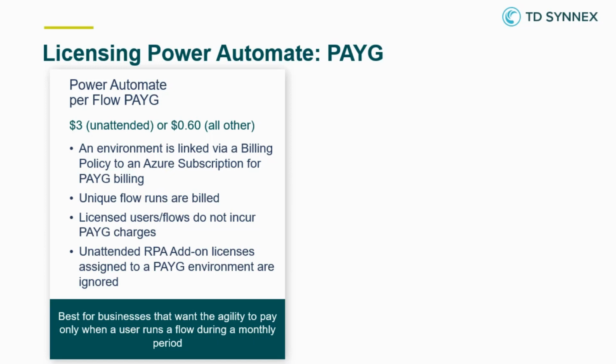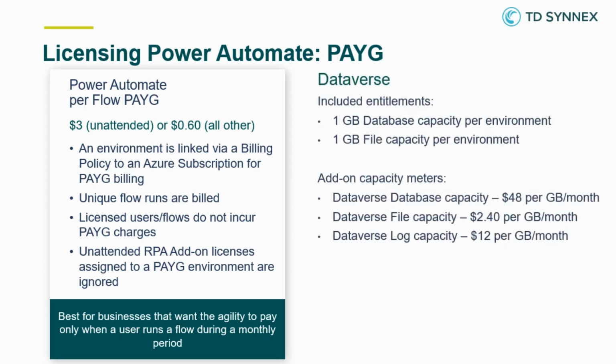And then in terms of Dataverse capacity, each pay-as-you-go environment has allocated capacity, and any additional usage beyond the allocation is not drawn down from the tenant-wide allocations, but is charged for on a meter for that particular environment.